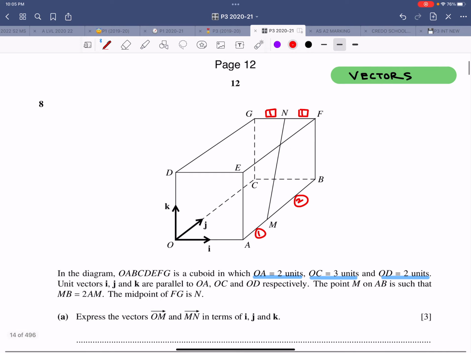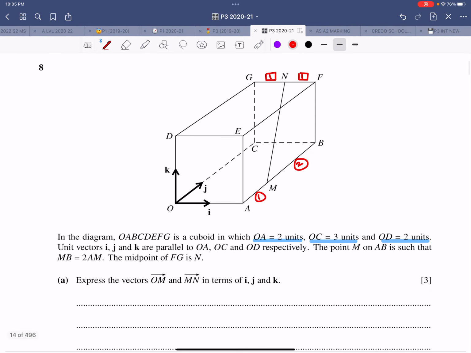Now first of all, I need OM. So OM, start with O, end at M. Let's walk through. This is 2i and this is 1j. So this is 2i and 1j. That is the answer for this. So I'll first write 2i plus 1j. It's along the ground level, so there is no vertical movement up. This is 2, 1 and 0. I'm writing it this way also.